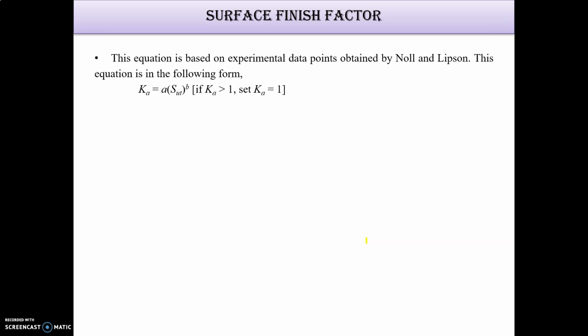In surface finish, the equation is based on the experimental data. So by Noll and Lipson, this is the equation which is used to find out the value of the surface factor. That is Ka is equal to a Sut raised to b. If Ka is greater than 1, then set Ka is equal to 1. Okay, it should not be more than 1.